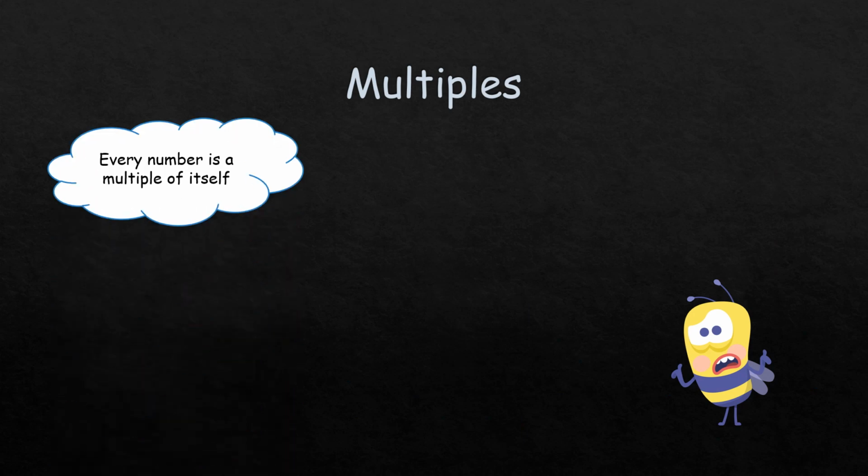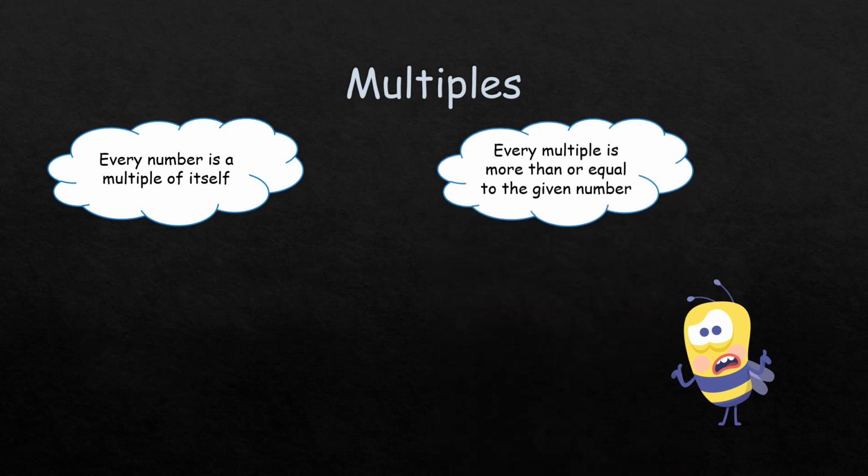Okay, next property. Every number is a multiple of itself. What does that mean? When you start writing a multiplication table of 10, what will be the first answer you get? 10 into 1 is 10. That is what this means. Every number is a multiple of itself. So when we write multiples, you start with that number and you can keep writing many more multiples.